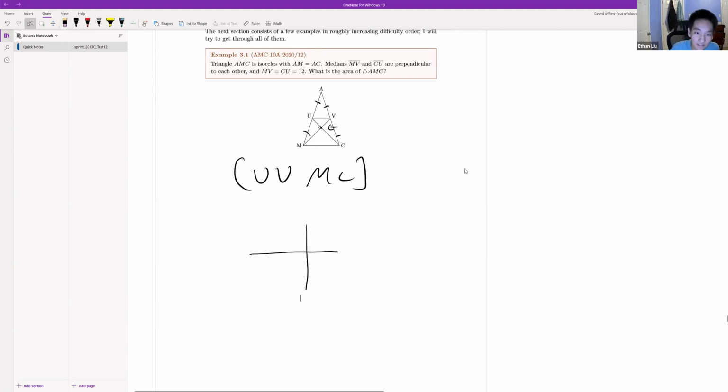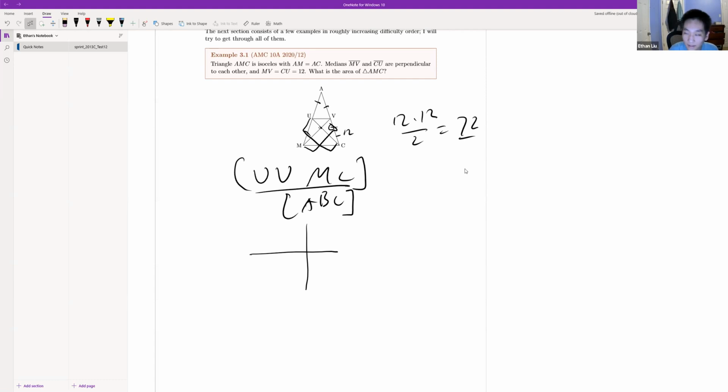Because the length of this is 12, and the length of this thing is 12 too. So we do 12 times 12 divided by 2 is 72, right? And then what ratio is UVMC over the whole area? Again, this should not be too bad. You just sort of explain how this works. Yep, 3 over 4. Thank you.